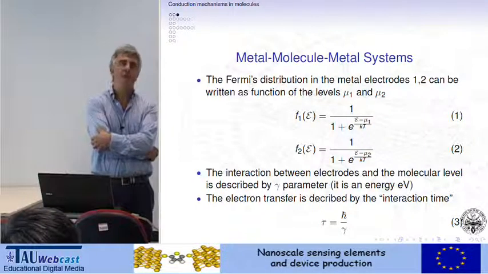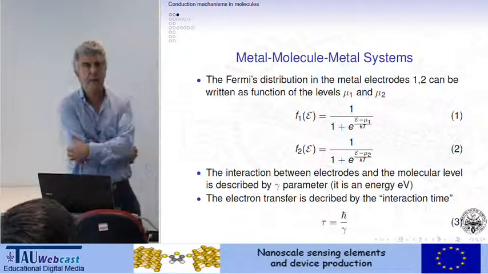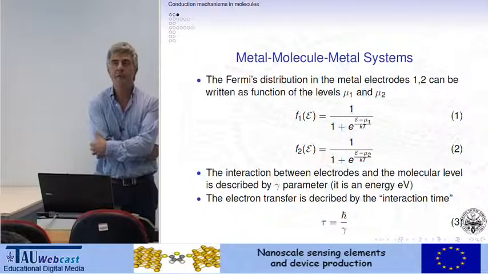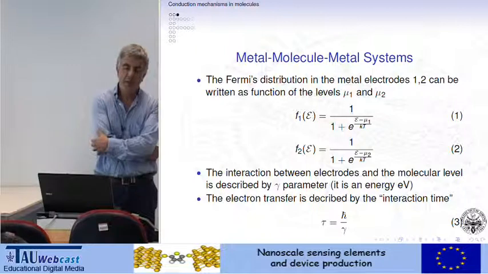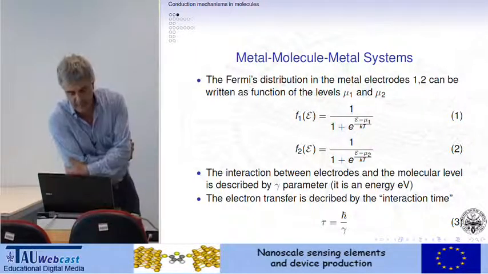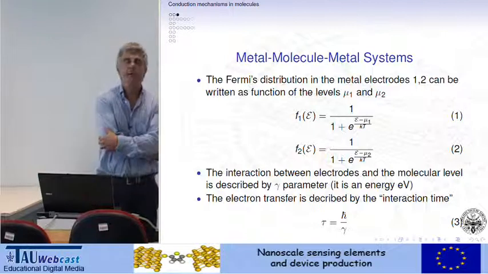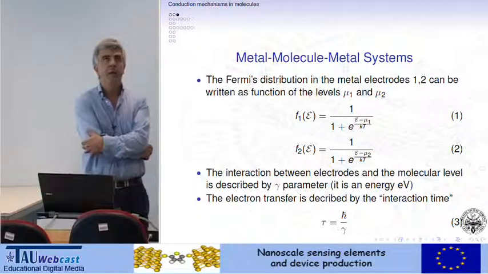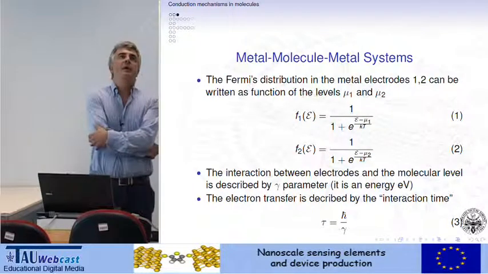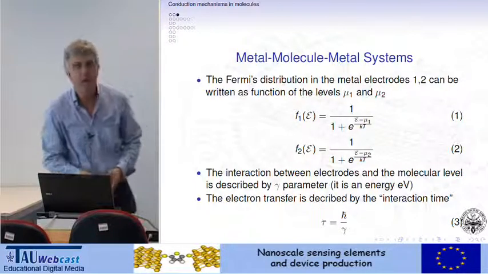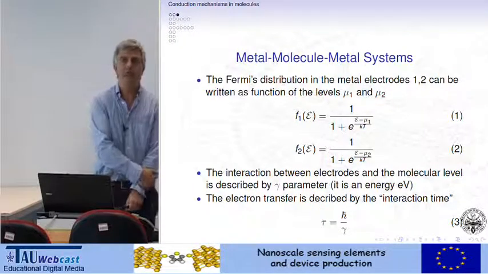Tau is a transit time. In other words, the time required for the electron to travel from the electrode to the molecule. So we can evaluate this time simply by doing the ratio between h bar and gamma. So tau is a time. We can use that time to evaluate a flux.